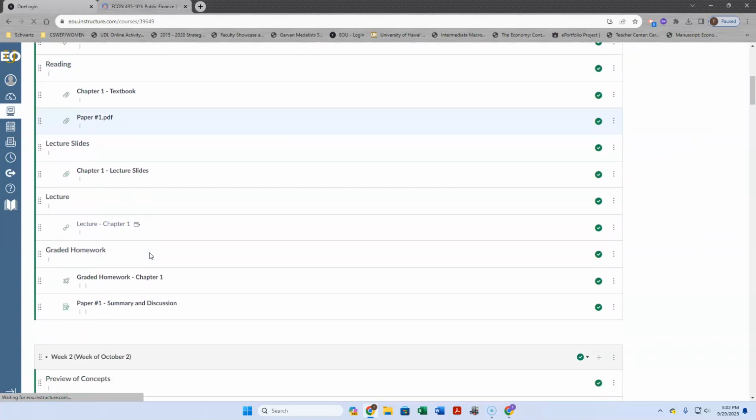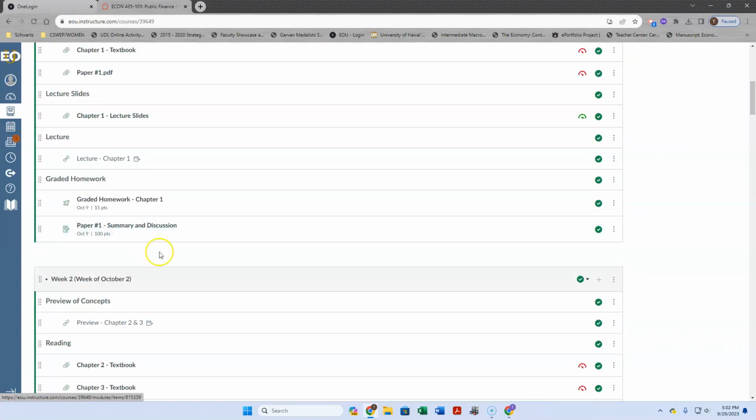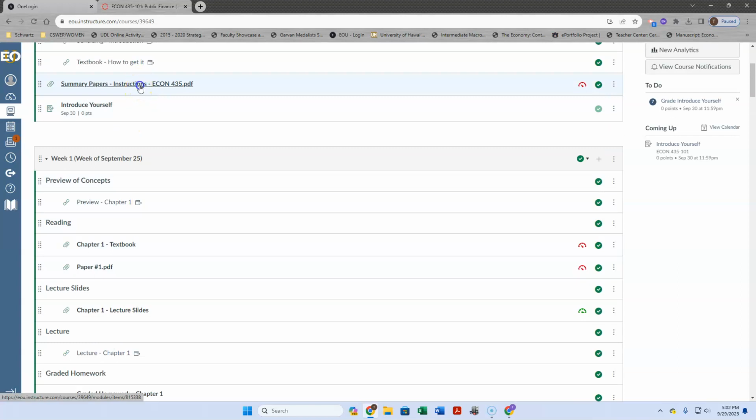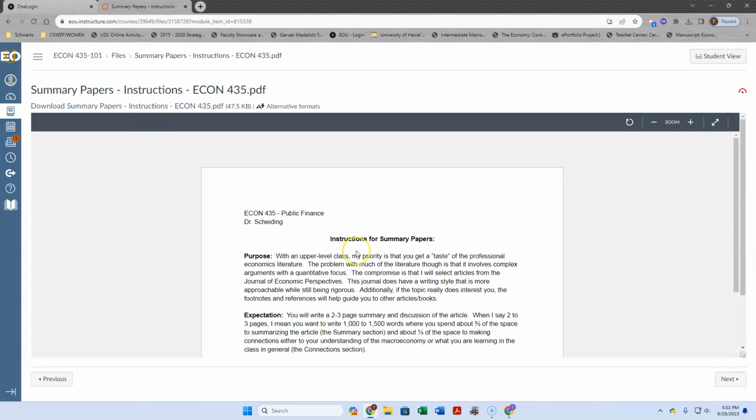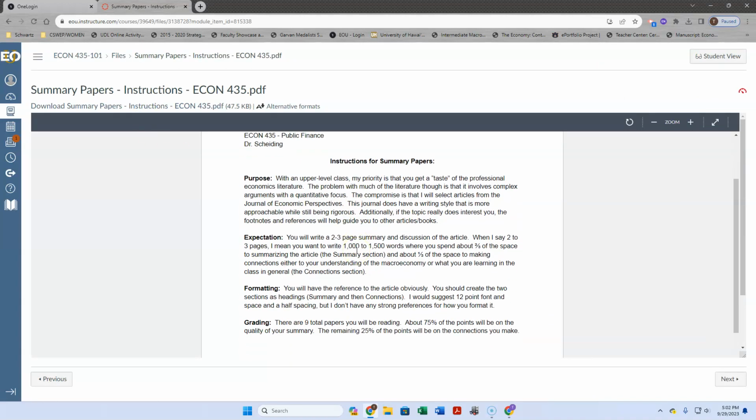And then the other part of this is our summary and discussion papers. So I put some instructions right here. The idea here is that I want you to have some exposure in this class to the professional literature. And so what I did is I drew things all from the same journal, the Journal of Economic Perspectives. It's a professional journal, but the rigor is more approachable for you undergraduates.